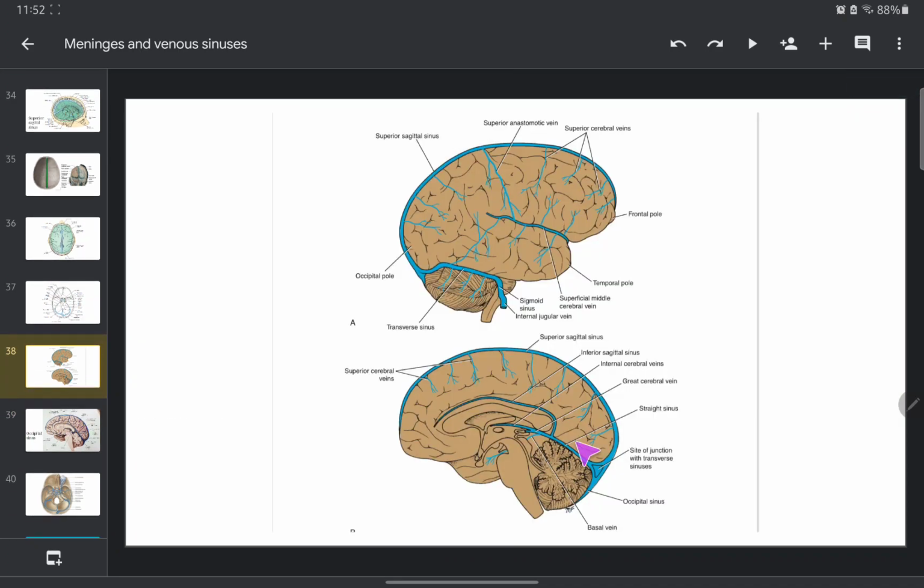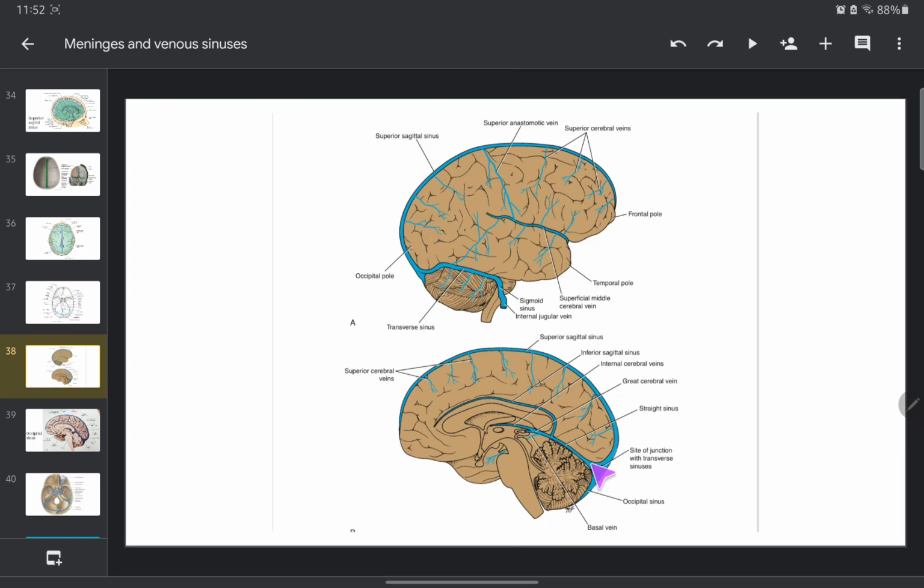Now returning to the straight sinus, it is actually not long, it is short, and it is located at the junction of the falx cerebri, which protrudes between the hemispheres, and the tentorium cerebelli, which makes a tent between the cerebrum and the cerebellum. The inferior sagittal sinus and the great cerebral vein are the origin of the straight sinus, and the termination, as I said, is in the confluence of sinuses.